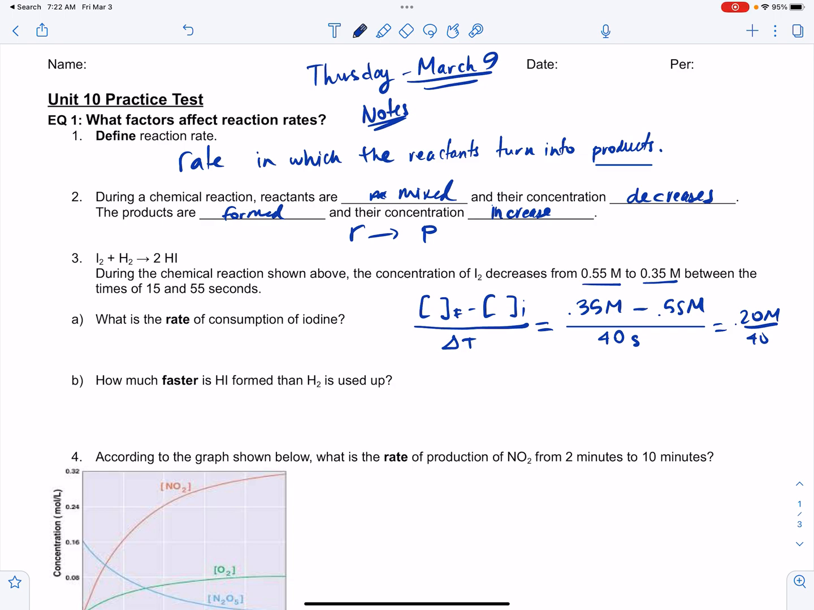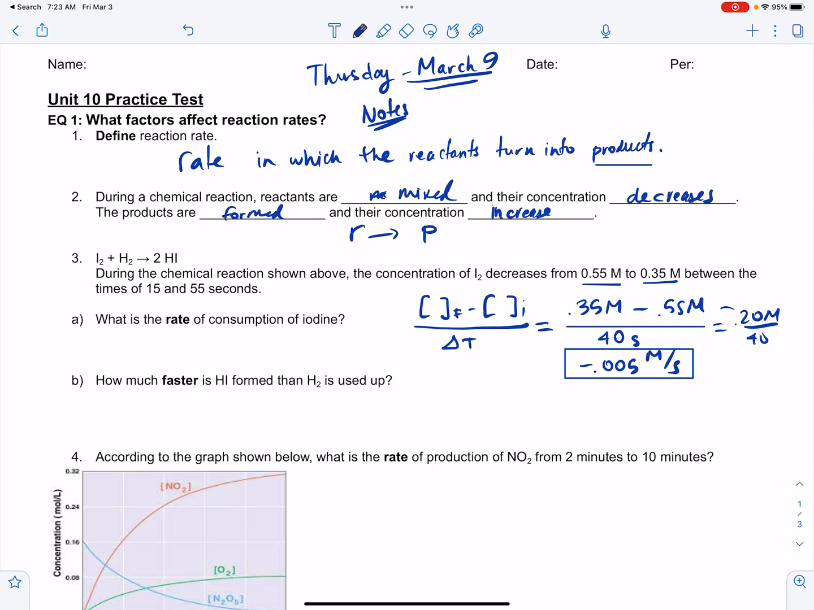So I'm going to use my calculator. Negative 0.2 divided by 40. So it's negative 0.005 molar per second. Again, some of you missed some problems because you don't write your units out.